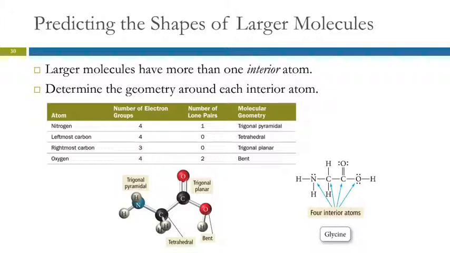I won't make you draw something like this on a test, in large part because I don't want to have to look at your drawings and evaluate, is this good enough or not? There could very well be a question that gives you a Lewis structure and asks you about a particular atom. What is the geometry around that atom? And then based on the number of electron groups and lone pairs, you should be able to predict that.